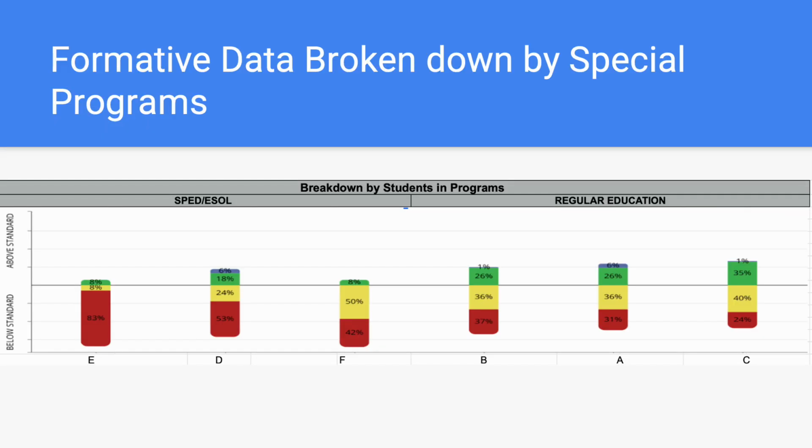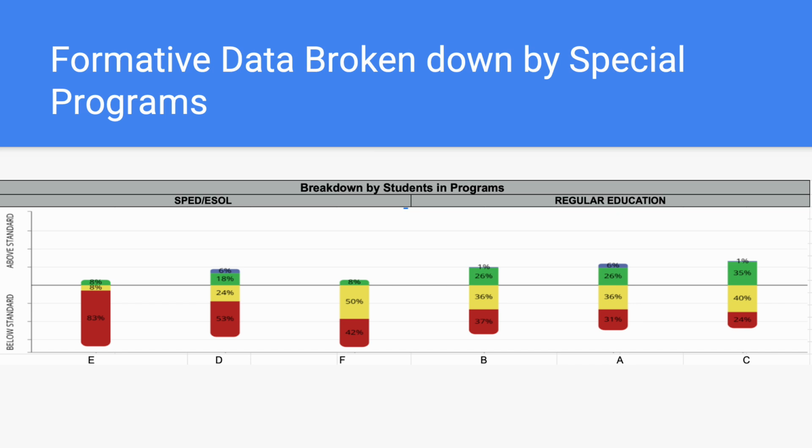Now, this is where my data breakdown came into play for this case study. I broke down this formative data by special programs. And now I know your eye is easily drawn to the red. The left side of this chart is the SPED and ESOL teachers, and the right side are the regular ed or on-level teachers. But everybody has a lot of red and a lot of yellow. What I want to focus on is everyone also has green. Every single teacher has green, and 4 of the 6 teachers have blue.